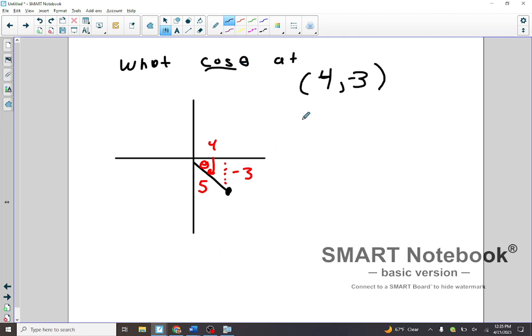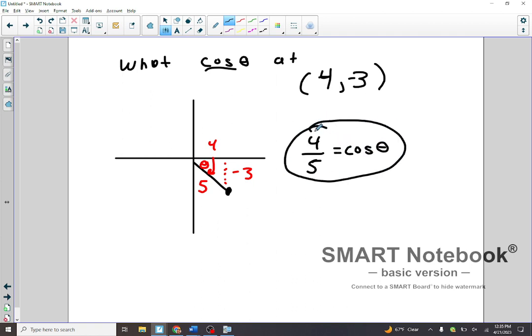In this case, I'm looking for cosine, so adjacent over hypotenuse. So it's going to be adjacent 4 over hypotenuse 5. So cosine of theta is 4 over 5. Remember, in these type of questions, technically the answer could be negative, so be aware of that. In this case, it's positive, but if I did sine, let's say, it would be negative 3 over 5. That would be a negative answer.